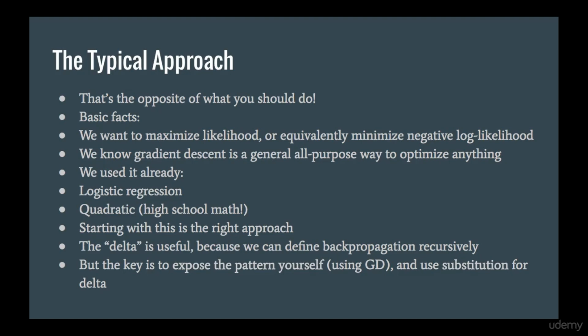Not defining deltas for no reason. Not defining deltas in terms of other deltas for no reason. Now the delta is actually very useful because it allows us to define backpropagation recursively. Each layer's update depends only on the layer in front of it. The key is, we're already exposed to this pattern by taking the gradient ourselves. And that's the way the delta should be defined. You want to first take the right approach. Then you look at what you found, realize that there is a pattern, and then make substitutions so that the pattern becomes more obvious and more simple.